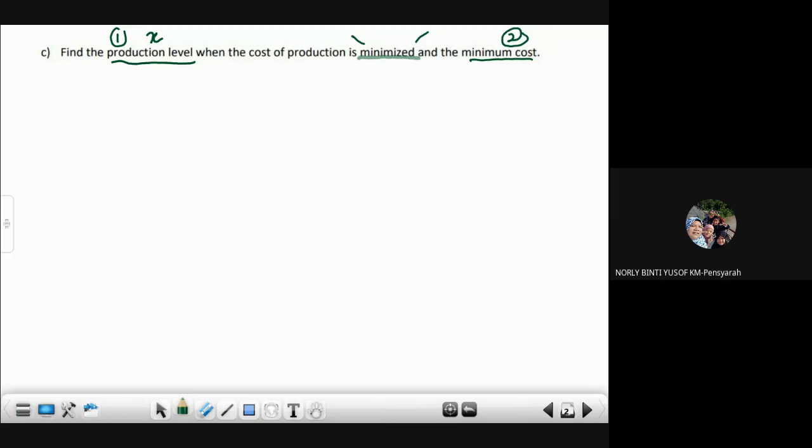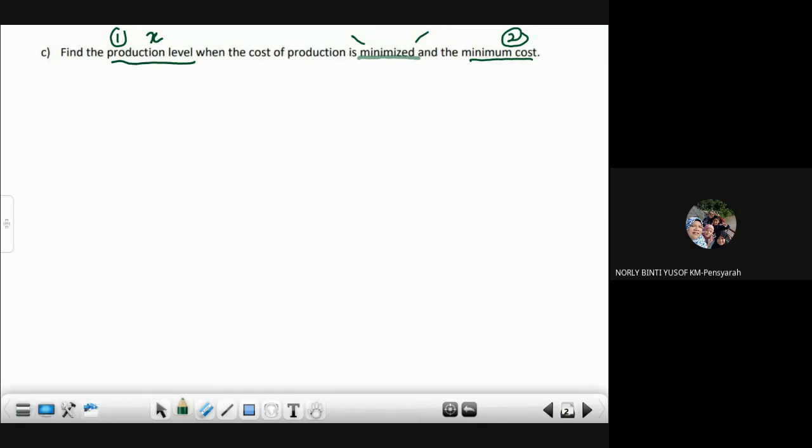So bila dia minimize, macam mana kita tahu concept of differentiation kan? Bila you want to find the stationary point, that means you need to equate the first order equals to 0. Then bila you nak tahu nature, you buat second differentiation. So same goes for chapter 3, cuma dia lebih kepada applications economic and business. So dekat sini, you nak cari cost production that is being minimized.